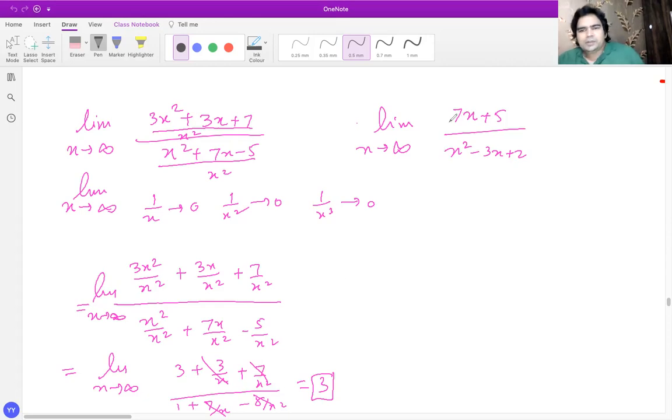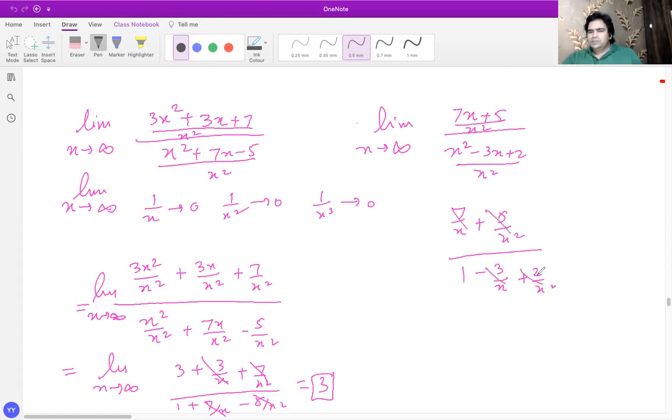Same way here, the leading term you can see is x squared. So you divide the numerator and denominator by x squared. As a result, this simplifies to 7 over x plus 5 over x squared in the numerator, and 1 minus 3 over x plus 2 over x squared in the denominator. All these terms become 0. So it'll be 0 plus 0 over 1, which is 0. So that's the value of the expression as x tends to infinity.